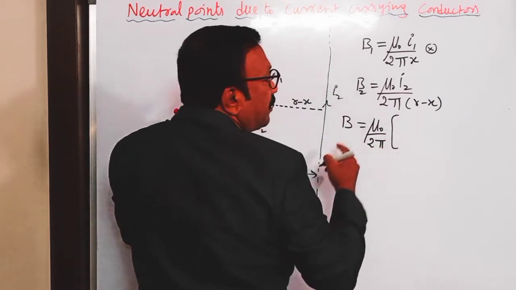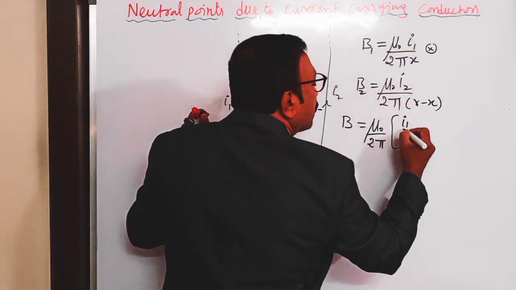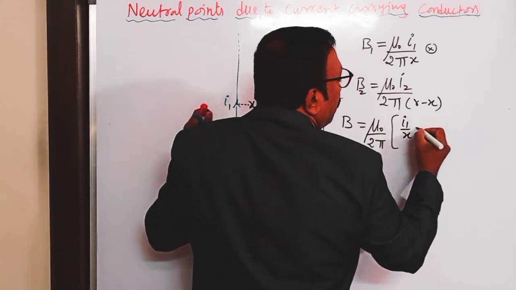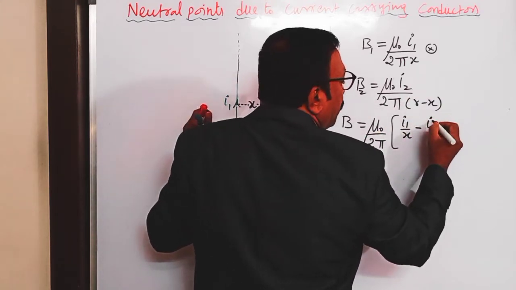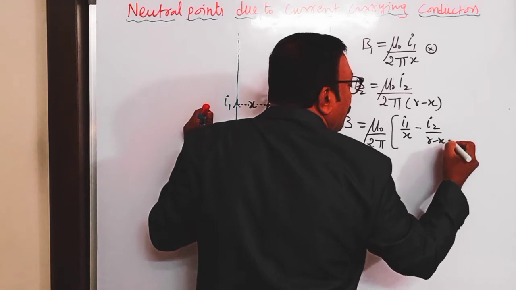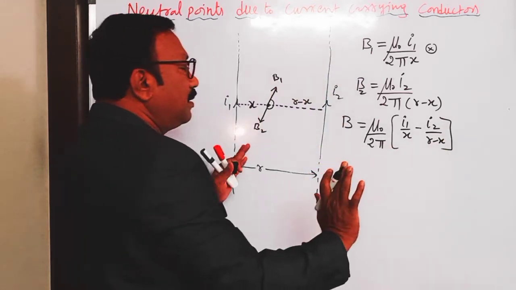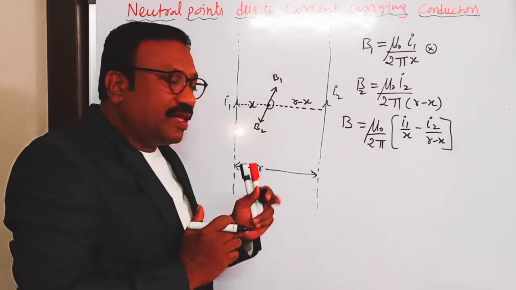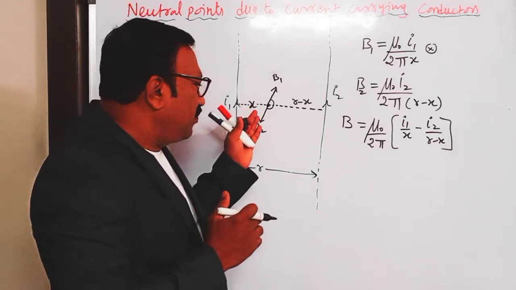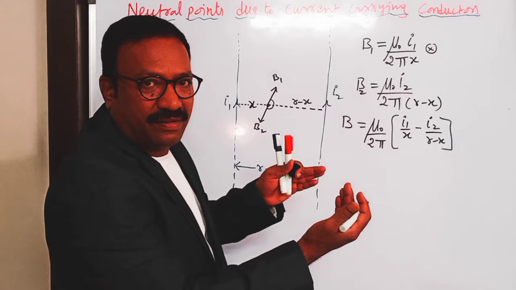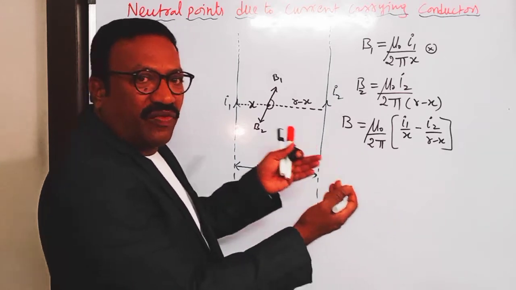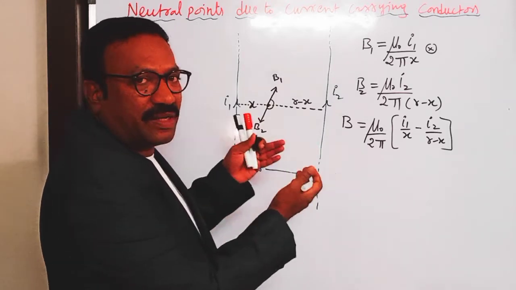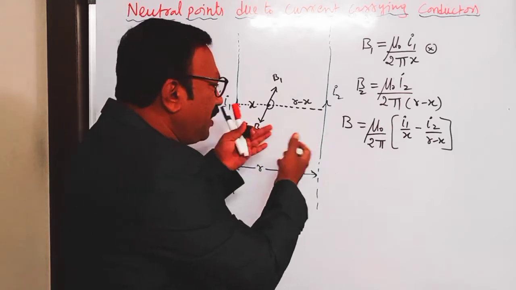In bracket, I1 by x minus I2 divided by r minus x is the resultant field in this region. This x can be a variable distance. If you move to the right side, x increases, r minus x decreases. If you move to the left side, x decreases, r minus x increases. Somewhere you are finding the resultant magnetic field.